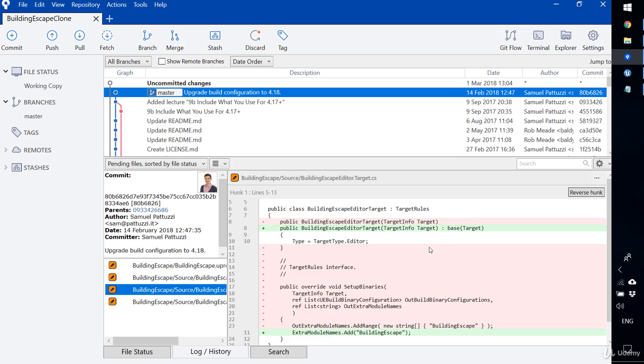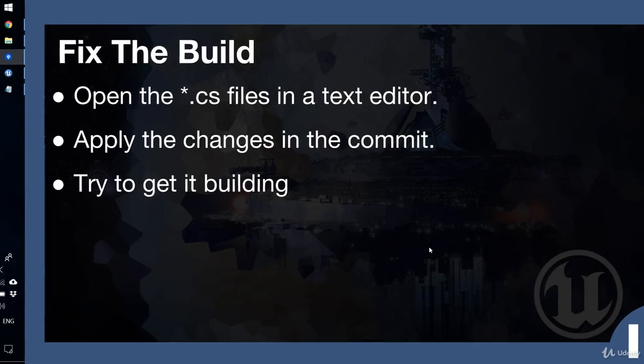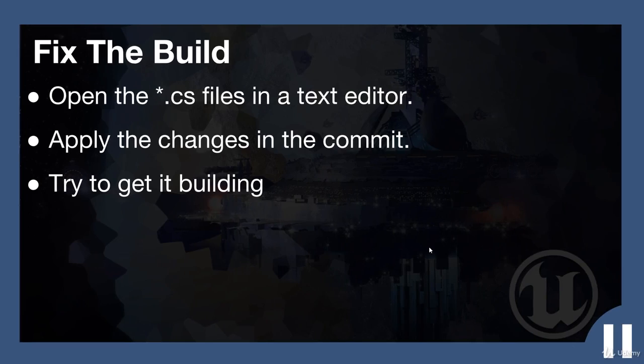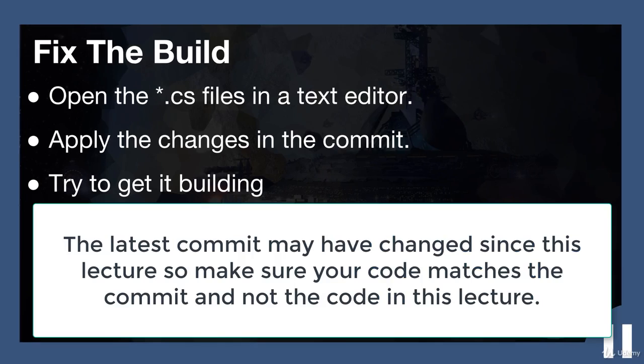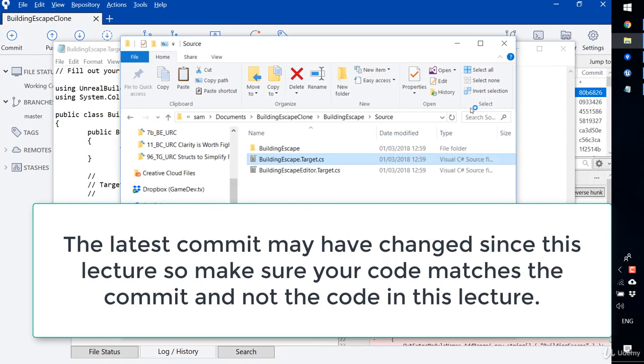Okay, so let me just recap the challenge. You're going to open up those .cs files in a text editor, apply the changes from the commit that I indicated, and try and get it to build. Okay, pause the video and have a go at this challenge. Okay, welcome back. So let's try and apply these changes.